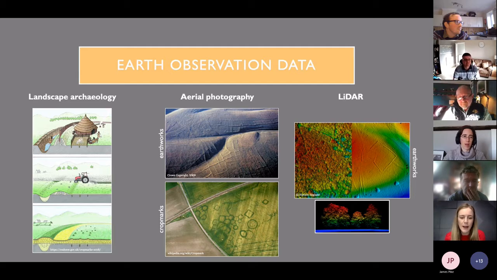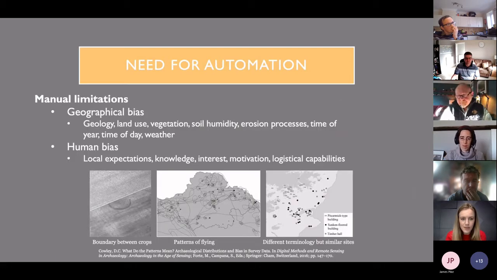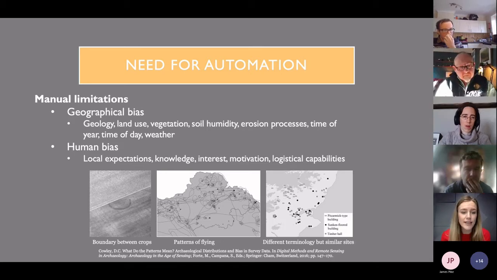So there is the crop marking and the aerial photography that we can see archaeology that is buried underground, and then we can have the earthworks that are above ground that we can detect with LiDAR technologies and such. But the need for automation that I saw was that these manual interpretations of these data sources are very dependent on a geographical bias that we hold.